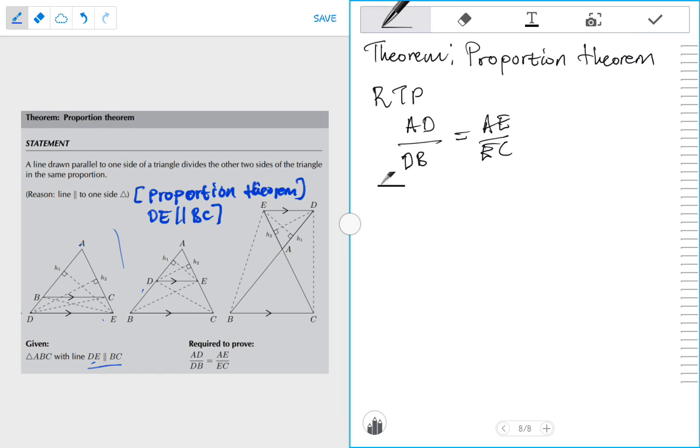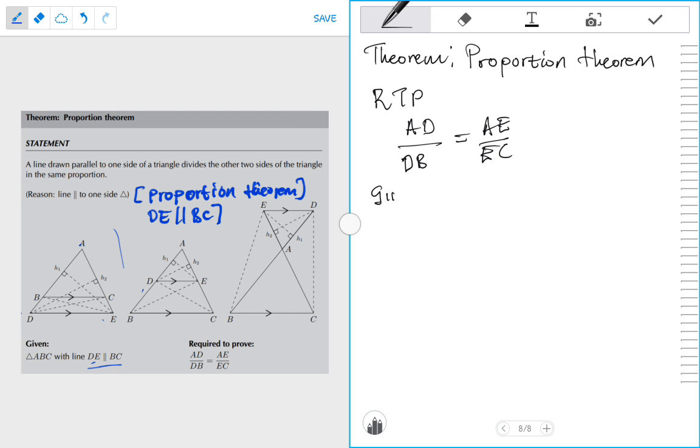So what are we given? When you're proving, you have to write what you are required to prove and what you are given. Given: triangle ABC with line DE parallel to BC. And then you can now prove. Say proof.